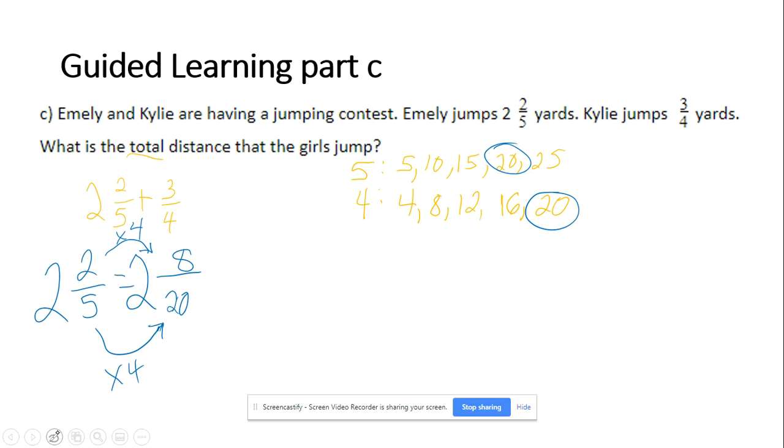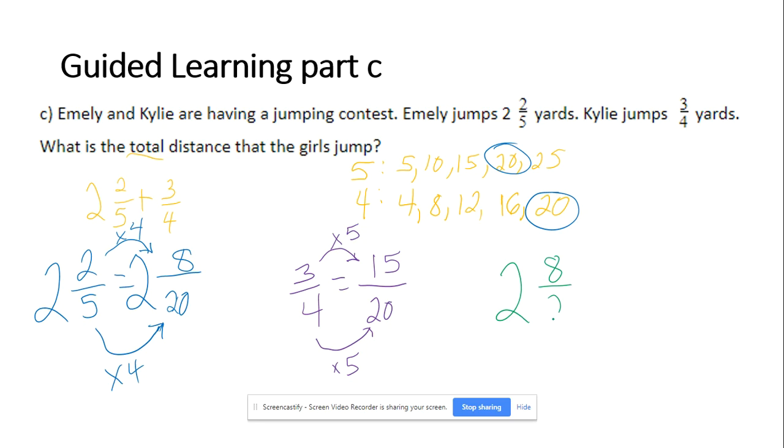Let's do the same thing over here for the second fraction, which is 3/4. And once again, we're making a common denominator of 20. So 4 times 5 equals 20. We're going to multiply the numerator by 5 since we multiplied the denominator by 5. 3 times 5 is 15. So we can go ahead and add these up. We'll use green. 2 and 8/20 plus 15/20. Let's see. Start with the fractions. 8/20 plus 15/20 is 23/20.